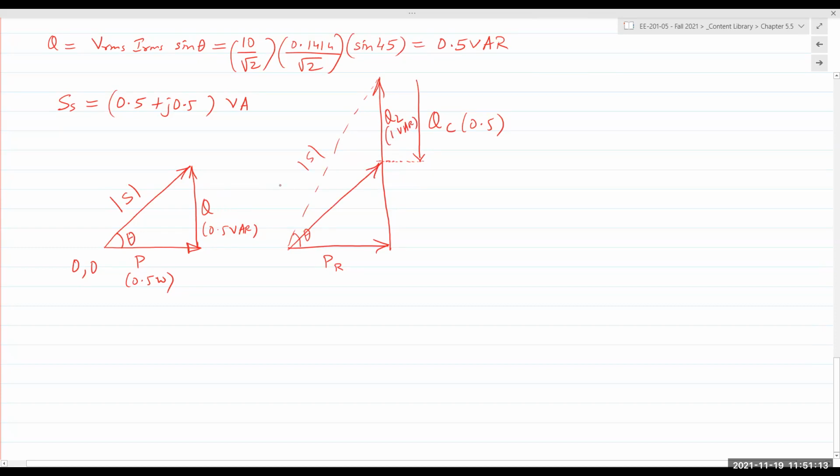Does that make sense? So the process of applying a capacitor to reduce the power requirement locally is known as power factor correction. Power factor is defined as the cosine of the power angle, cos of theta. The larger the angle, the smaller the power factor. And power factor is expressed as a percentage.